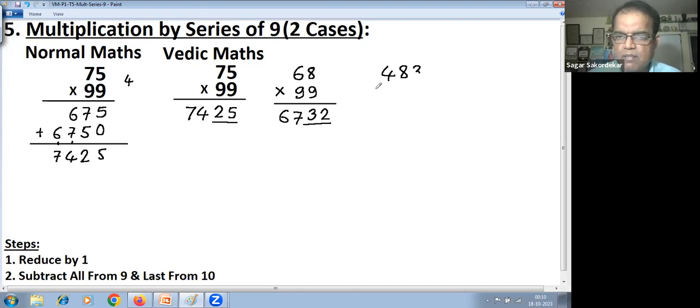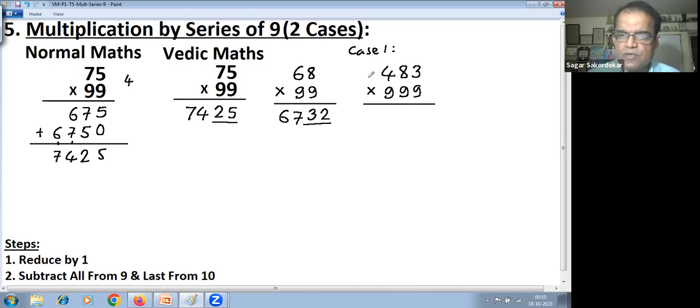483 multiplied by 999. Now note that we are working with the case 1. The case 1 here, basically number of digits and number of nines are same. So when you have written 3 digits here, that should be 3 nines. So that is case 1.